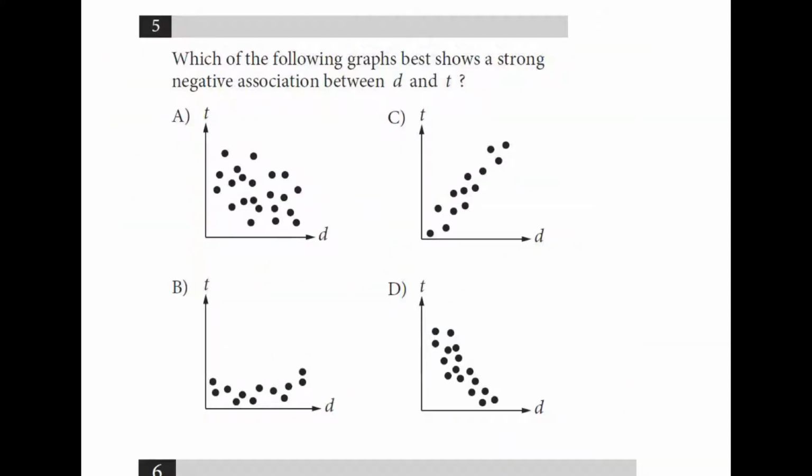Number 5. Which of the following graphs best shows a strong negative association between D and T? Association measures how closely a spread of data follows a line. For example, here in A, if this was my line, the dots are all over the place. Many of them are far away from it. And for B, if this was a strong increase, well, it's not matching the line. But for C and for D, the lines follow pretty closely the dots. So which one represents a negative association? That would be D.